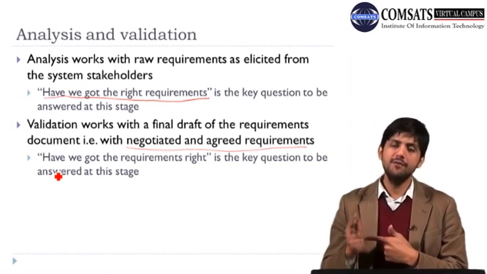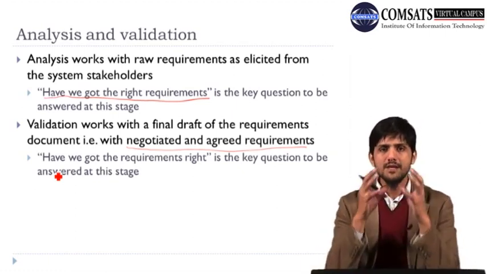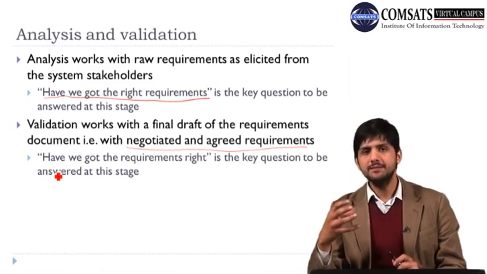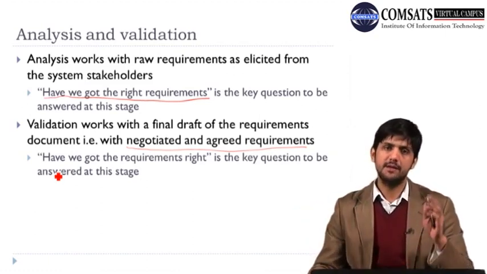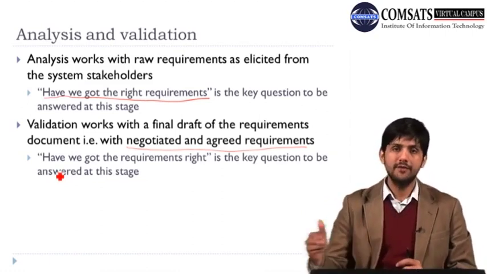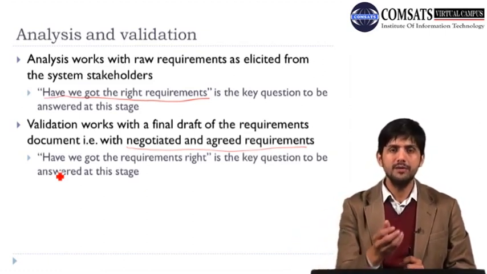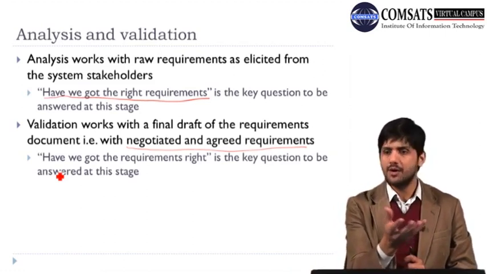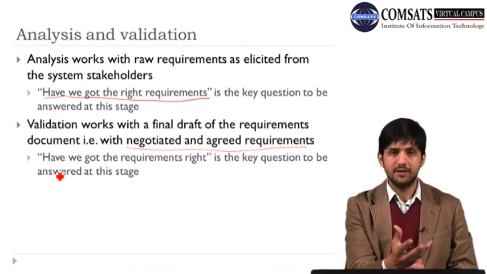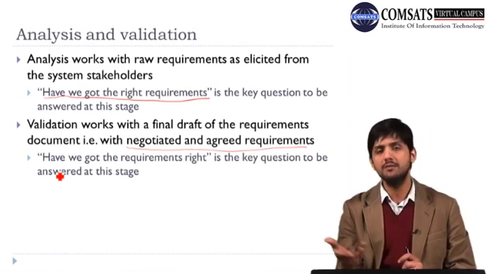So the first one is saying, have we got the right requirements, and the second is, have we got the requirements right. There is a very small difference, and it is very important to understand that although these terms may seem similar, consistency, completeness, ambiguity, they are at two totally different levels. Initially, we are just trying to ensure whether we have been able to get the right requirements or not, because we talk to so many people and we are not sure whose opinion actually matters, and there are lots of conflicts and lots of ambiguities. So we did negotiation, and through negotiation we came to the conclusion, okay, this is my final set of requirements.